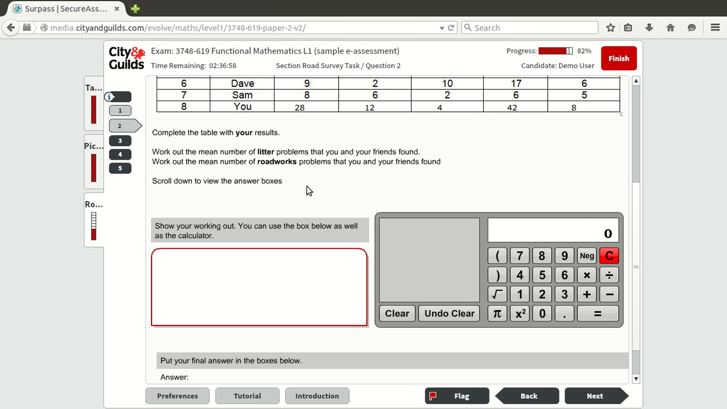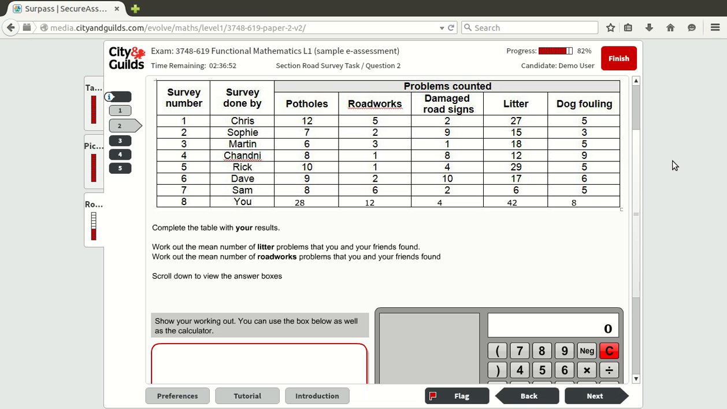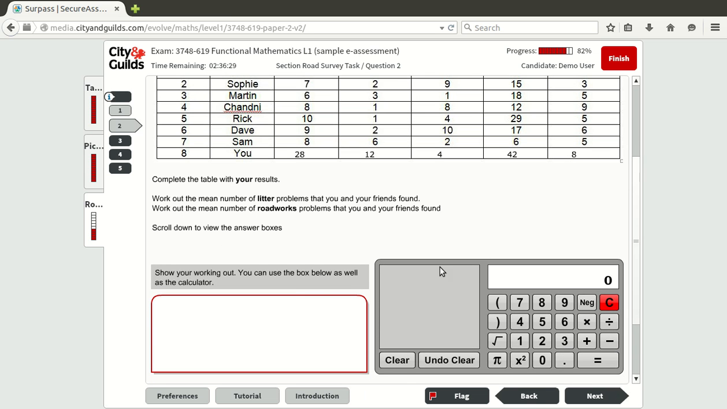So let's move on. Now, to find the mean of litter problems, it would be all of this. So we need to add all of the counted problems divided by the number of people who did the survey. So let's do that now. So this is for the litter problems.